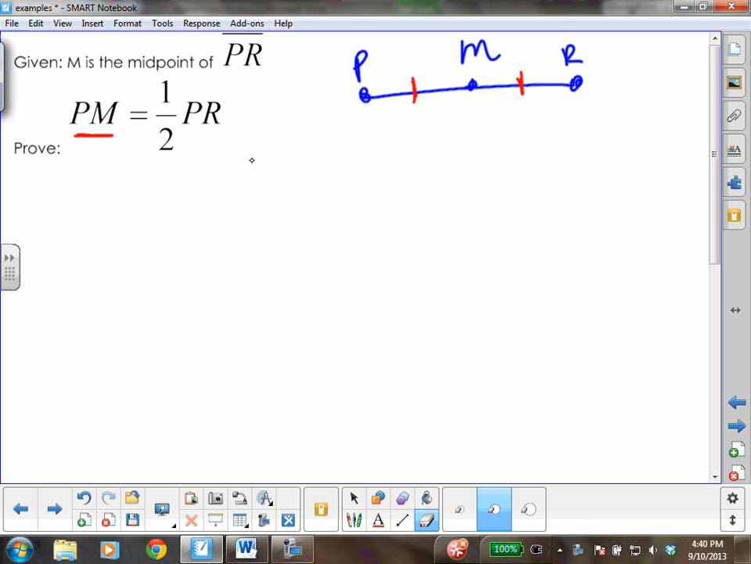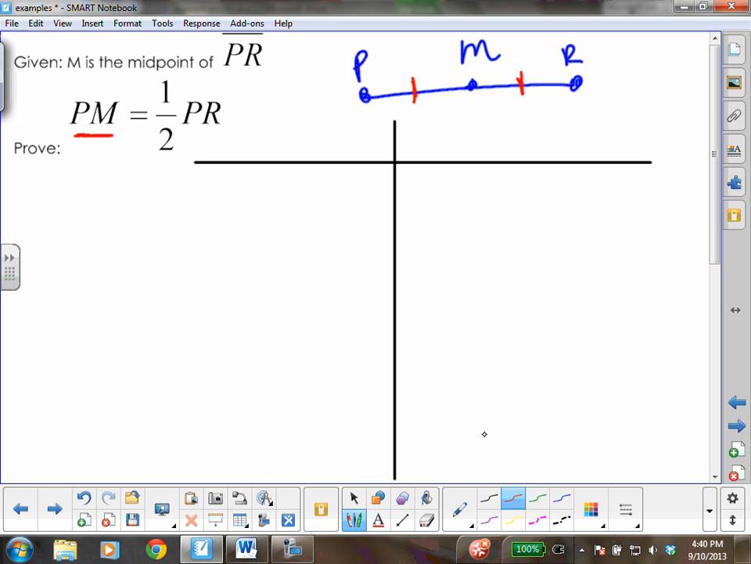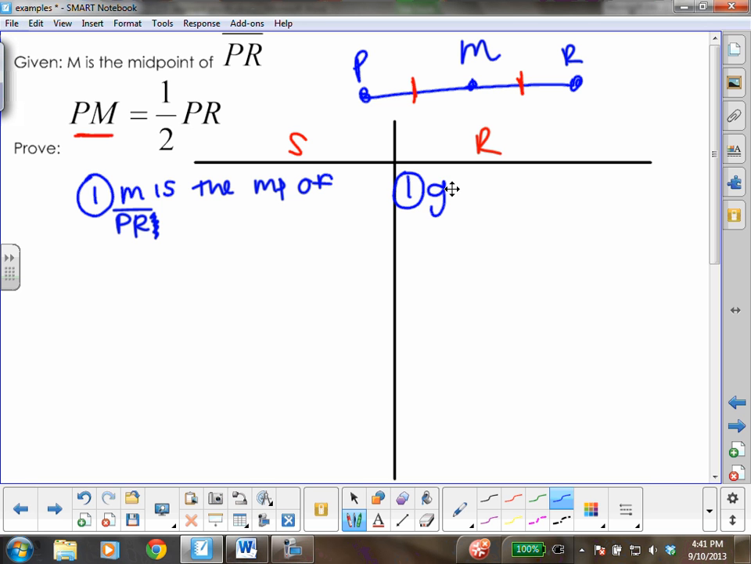So now that I can logically figure that out, I have to write it in a proof. So I have my statements and my reasons. My first statement is just a given, M is the midpoint of PR. And that's given to me.